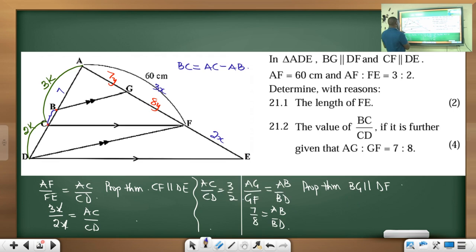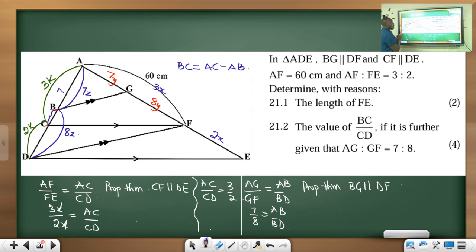What do we have? AB and BD. Okay, let me come on the inner part. AB and BD. We've used that. Let's use 7Z and 8Z. Okay, now we can get our answer. What are we looking for? BC and CD. When I want to look for my final answer, it must be of the same ratio.